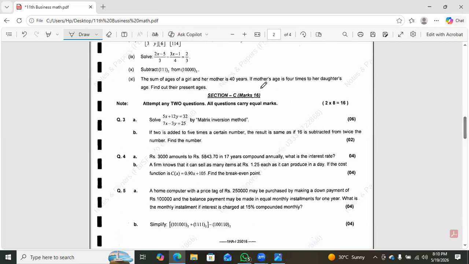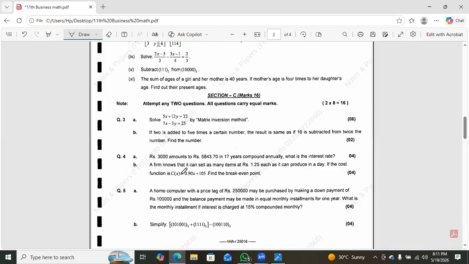In section C, you have to attempt 2 questions. All questions carry equal marks. Solve this matrix by matrix inversion method. If 2 is added to 5 times a certain number, the result is same as if 16 is subtracted from twice the number. Find the number. Rupees 3,000 amount to rupees 5,843.70 in 17 years compounded annually, what is the interest rate?